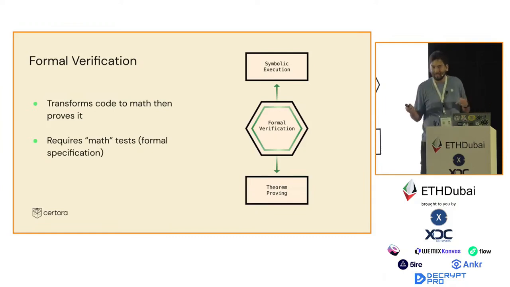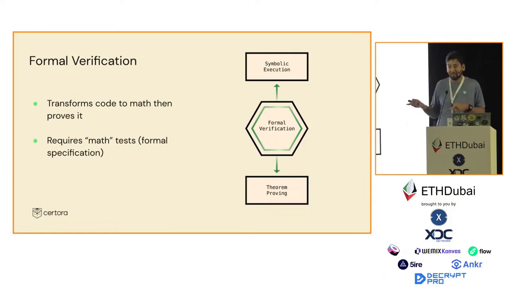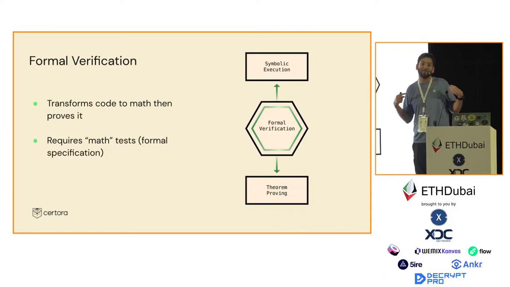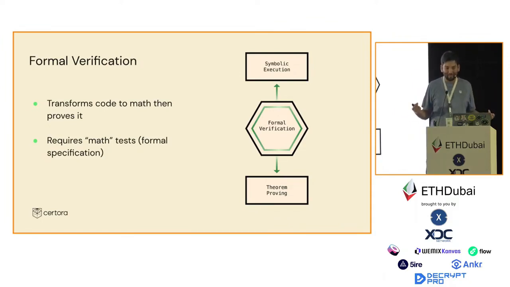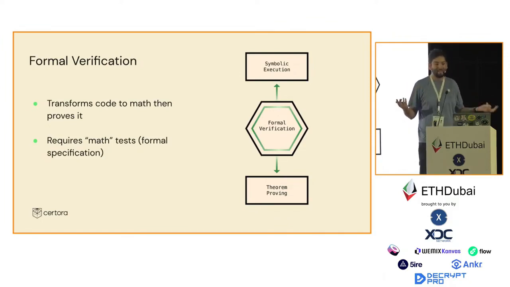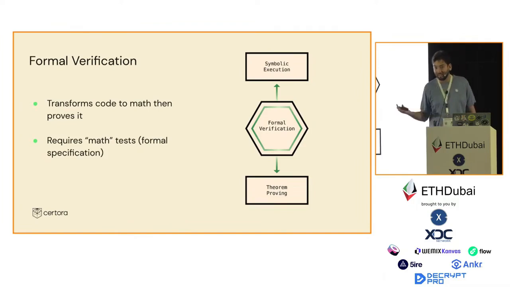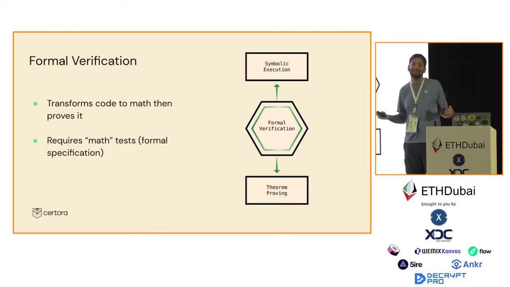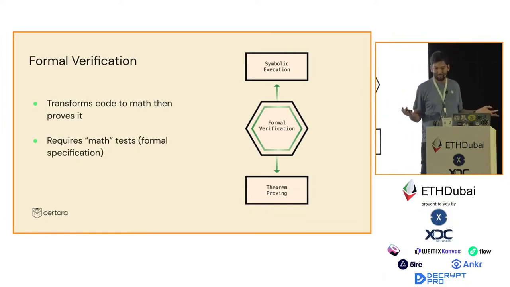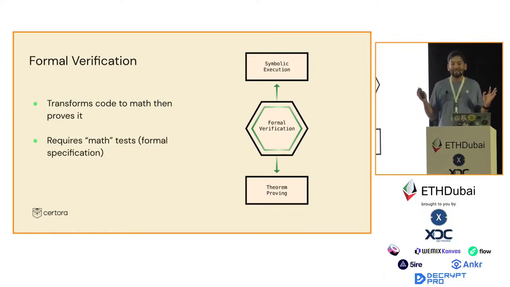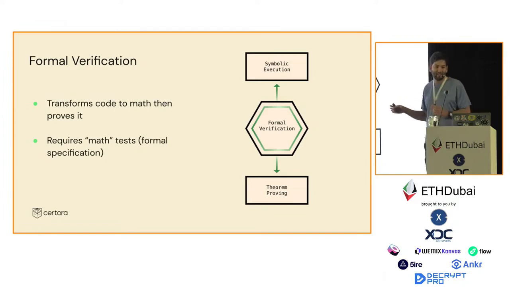The downside is that if you transform your code into math, you should also transform your tests into math. And we call those math tests specification, or even formal specification, because it's as formal as a mathematical equation. There are different types of formal verification. The two that we're going to discuss are symbolic execution and theorem proving.